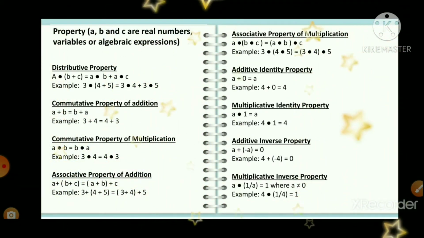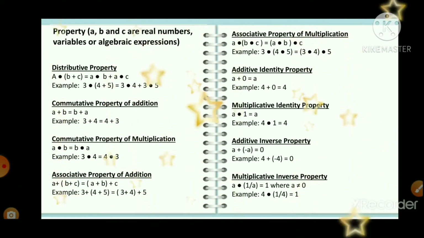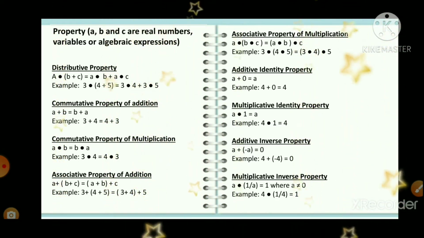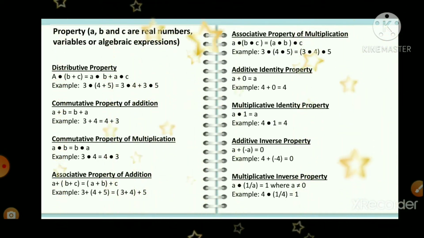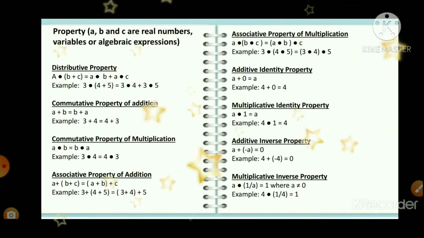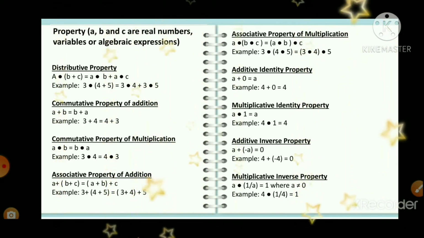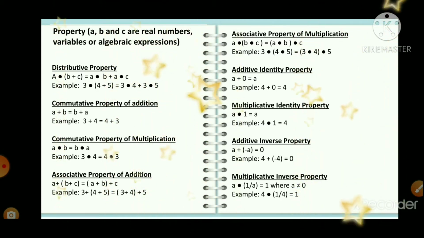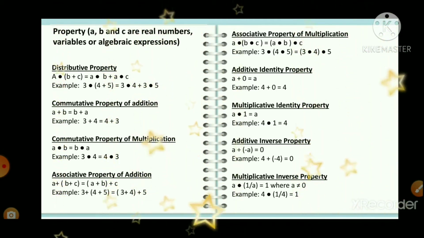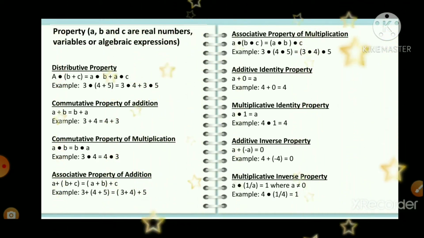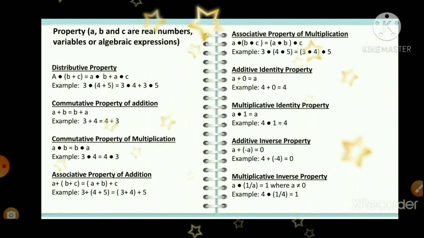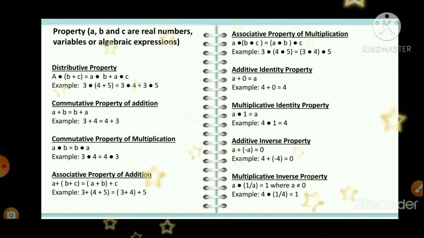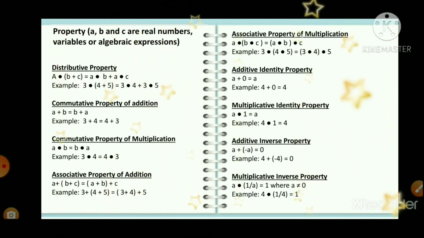For these properties, A, B, and C are real numbers, variables, or algebraic expressions. We have first the distributive property. A times the quantity of B plus C is equal to A times B plus A times C. Example, 3 times the quantity of 4 plus 5 is equal to 3 times 4 plus 3 times 5. So, the verbal hint is that in the distributive property, multiplication distributes across addition.